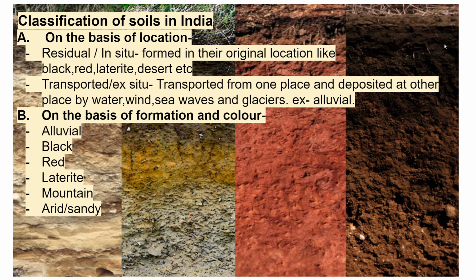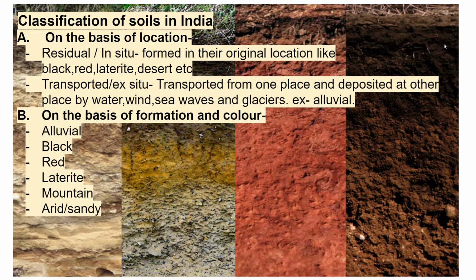in situ soil. But some of the rocks break down and rain, water, glaciers, rivers, winds, sea waves, running water carries this soil from one place to another. So this kind of soil which is transported from its place of origin to some other place is called transported or ex situ soil. So in situ, that is sitting at its own place where it has been formed, and ex situ where the soil has been transported from its original place.